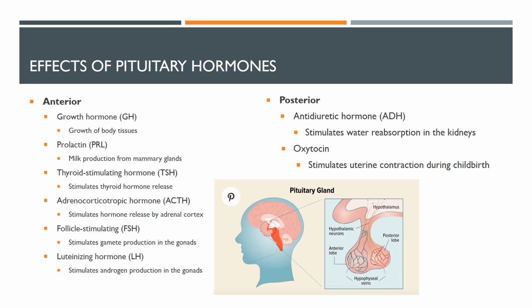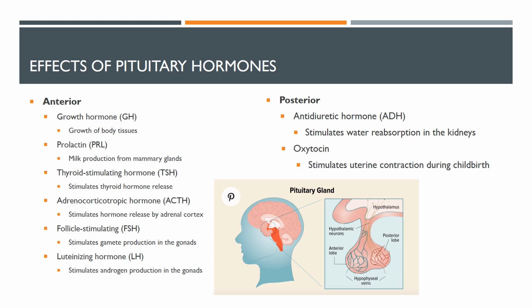So the pituitary gland is going to have two lobes, the anterior lobe and the posterior lobe. Each lobe is going to produce different hormones. The anterior lobe produces growth hormone, prolactin, TSH, ACTH, FSH, and LH, while the posterior lobe is going to secrete antidiuretic hormone and oxytocin. So for the anterior lobe of the pituitary, growth hormone is going to be involved with growth of body tissues, prolactin, milk production from mammary glands.